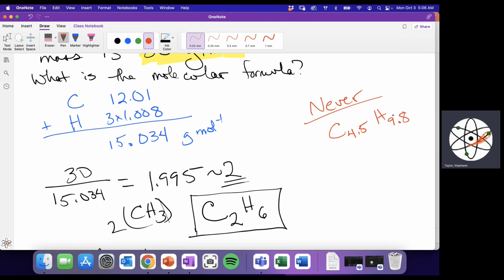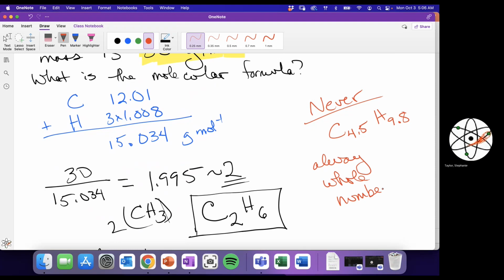So we never report molecules with decimals in here. They should always be whole numbers. So that's what those things should look like, whole number ratios. So yes, when you're going to go from empirical to molecular, the question was, are we just going to find that nearest whole number? Yes, you are, because you've got to have whole numbers for this.